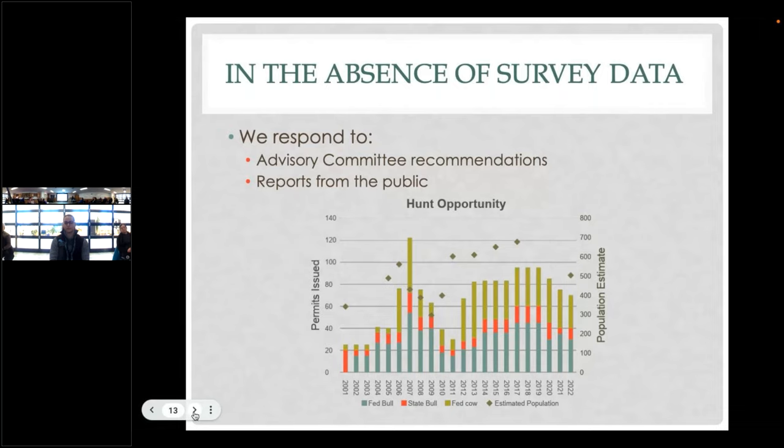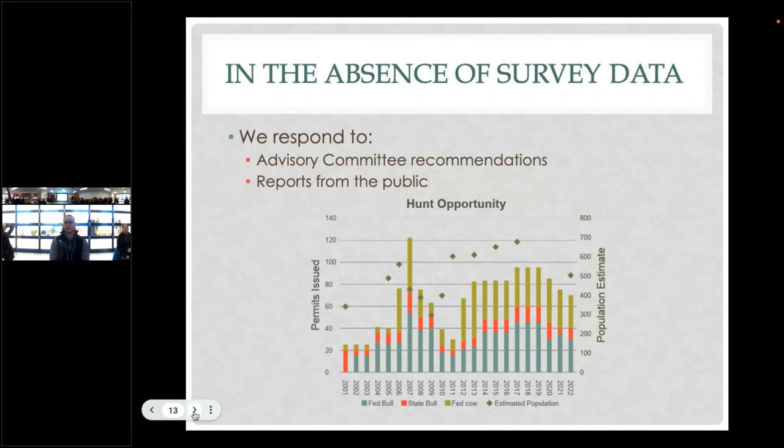Then the next year, we reduced it just a little bit further, and then we reduced the cow total this year going into this fall. And that was all just in response to public sentiment. So basically, if you are seeing things that you want to share, we're receptive to that information, particularly when we're in a time period where we're not able to collect the biological information that we'd like to use to make decisions.